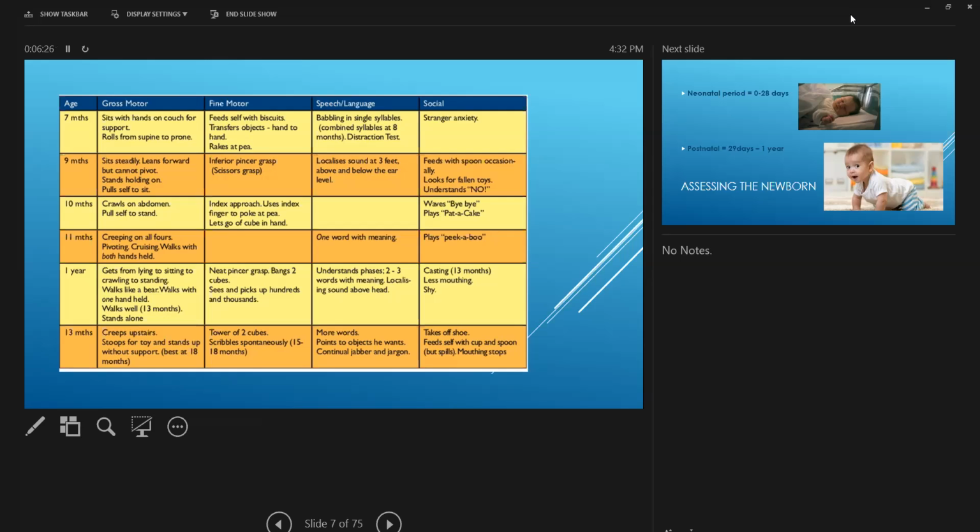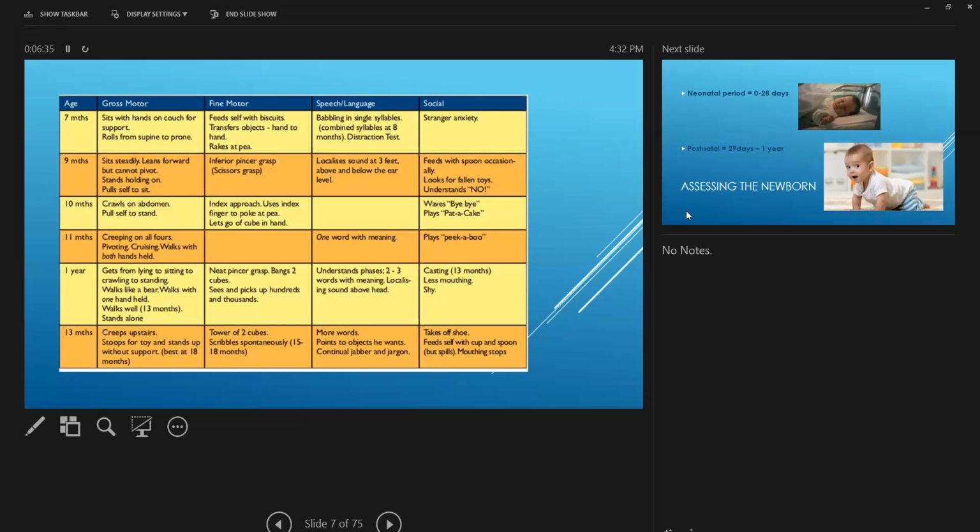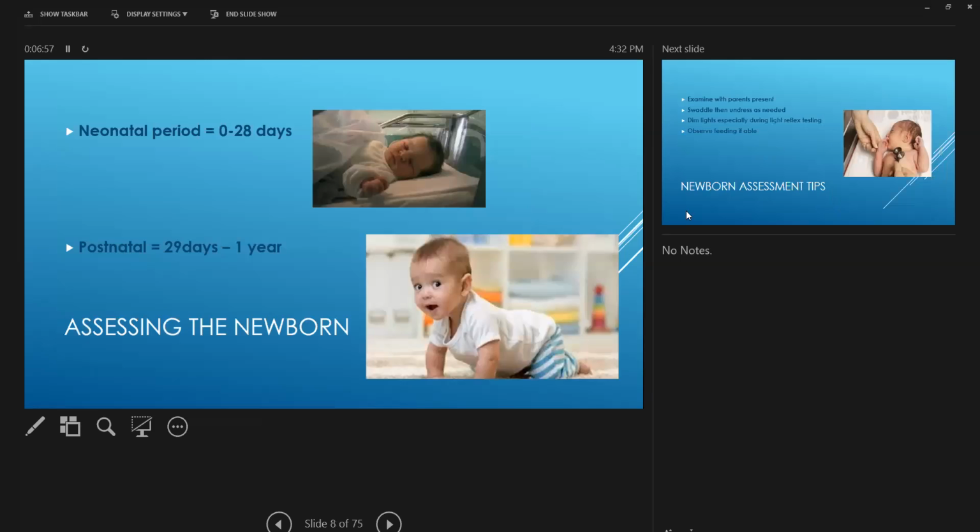So this is just talking about gross motor, fine motor, speech, and then social skills at these particular ages. And so it's interesting to look at these and then try to formulate where the child that we're working with is at. And they might fall kind of above and below, but with the milestone way of thinking, we want to make sure that they're not missing any of these milestones.